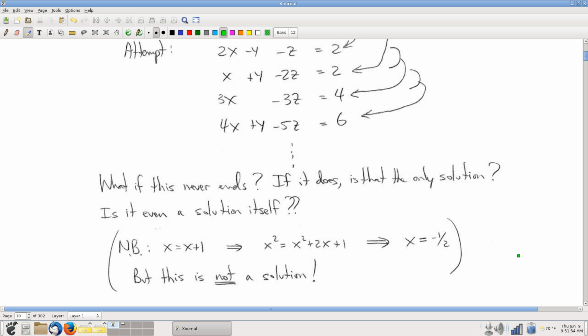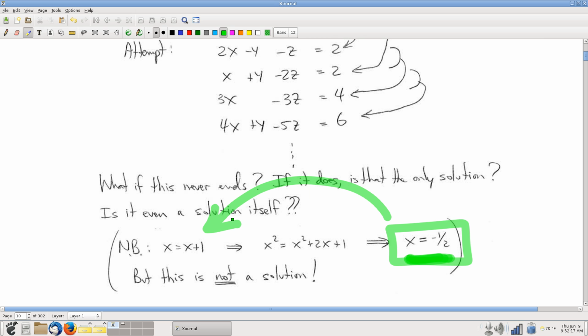Right? The interpretation I took, and that students, I believe, are accustomed to taking, is that when you take an equation, you do legal algebra, you get to an answer. The interpretation students take is that this must be a solution, namely that if x was equal to -1/2, then it would follow that x equals x plus 1.